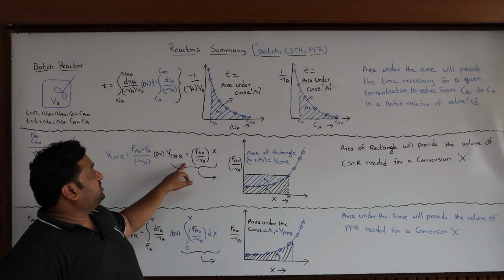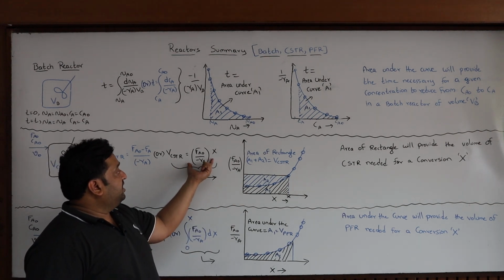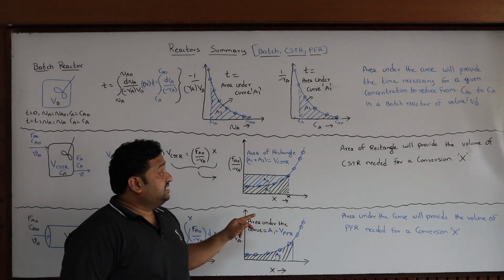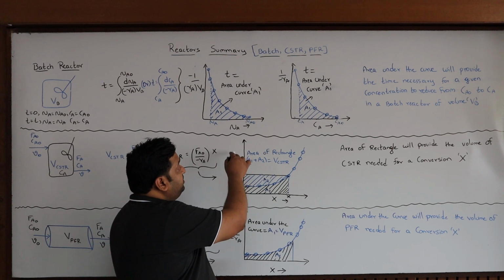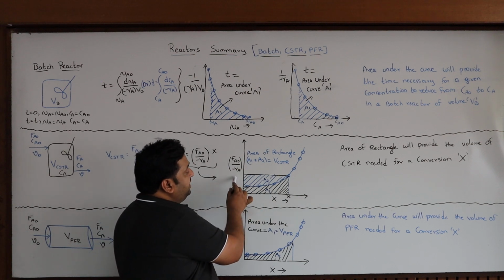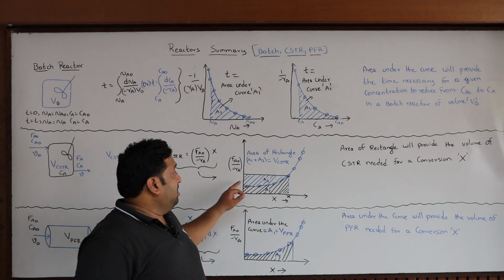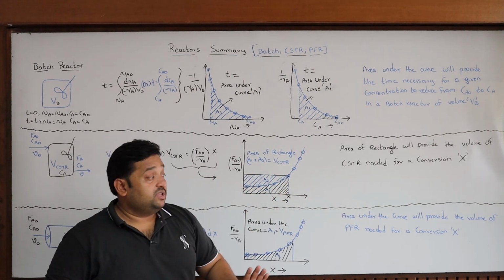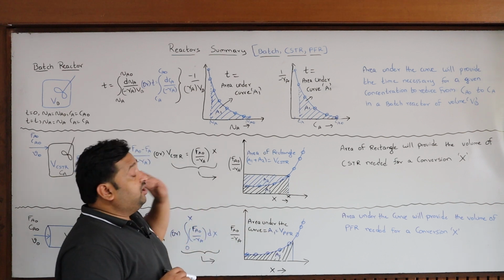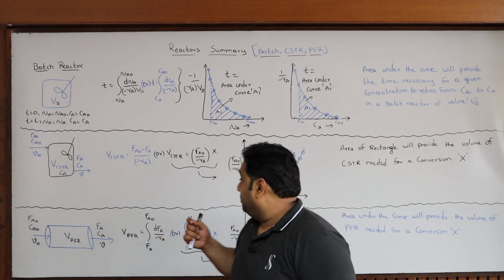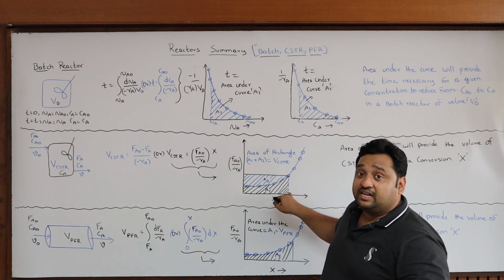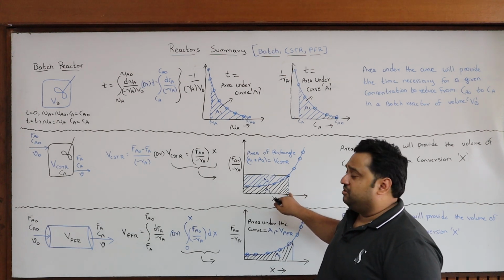If you see this equation, you have to plot Fa0 by minus Ra on the y axis, and x is on the x axis. Now if you know the data, Fa0 by minus Ra versus x, plot this blue curve. Okay, once you get the curve, find out the volume. What volume? For a given conversion, for example, this is your targeted conversion, say 90% conversion.